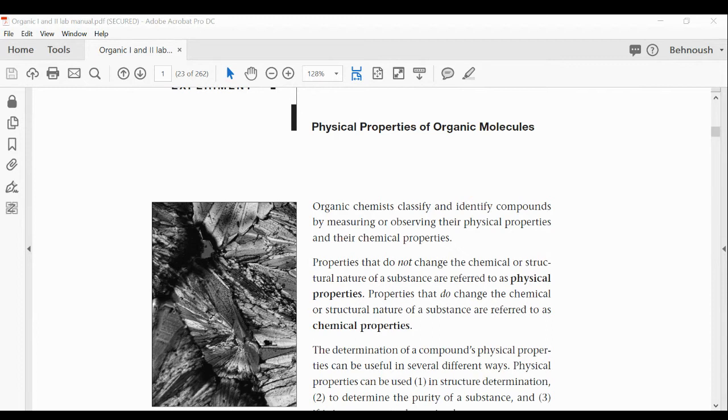Anand, could you tell me how would you use melting point to identify an unknown compound?